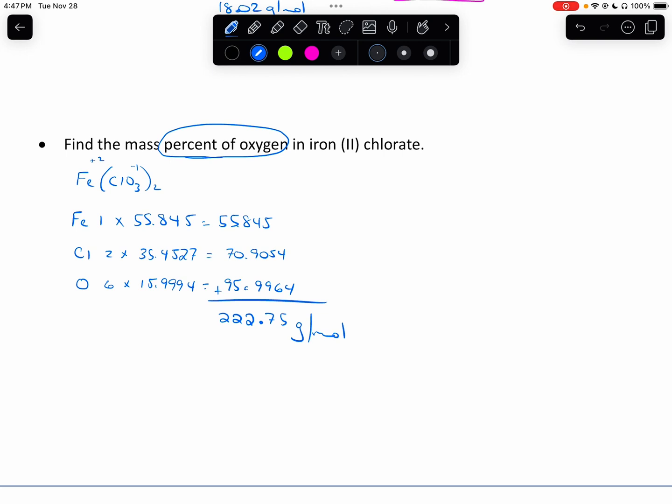Now we are looking for just oxygen. So in this case, we only have to divide oxygen's mass by 222.75. Multiply that by 100, and that will give us our answer. Times 100, we should get 43.10% oxygen. So almost half of the mass is made up of oxygen.